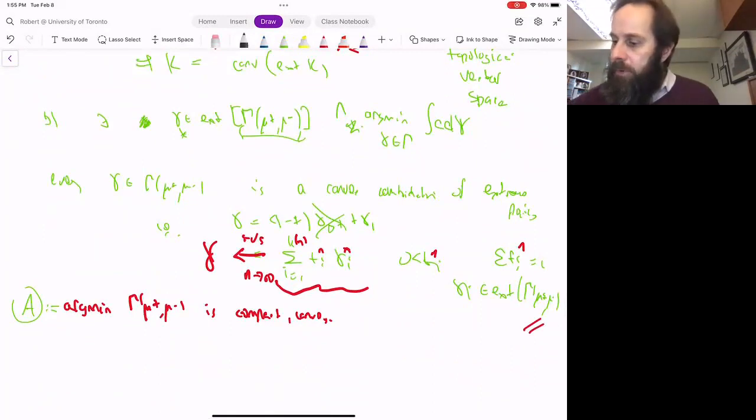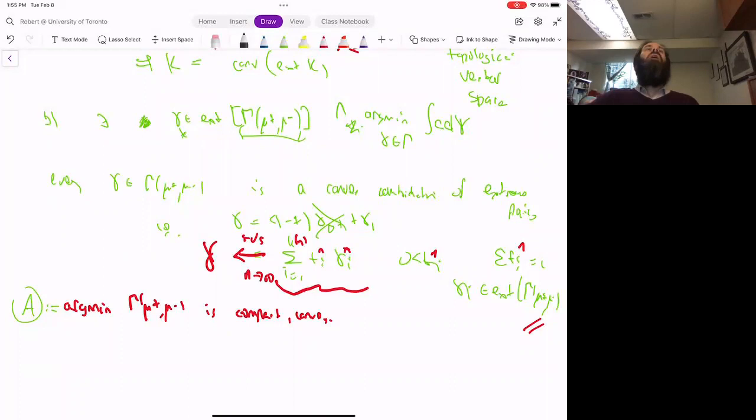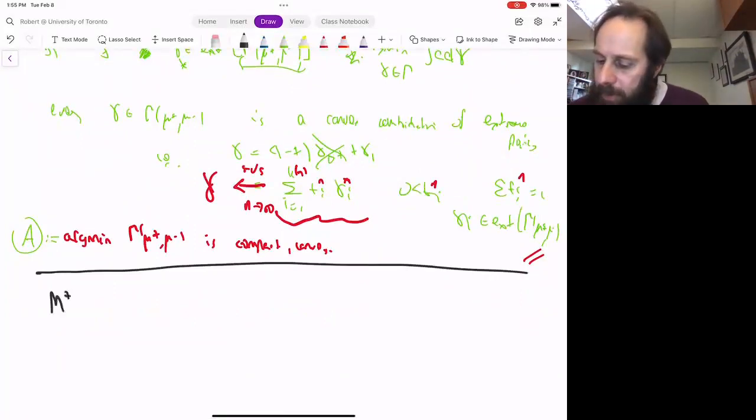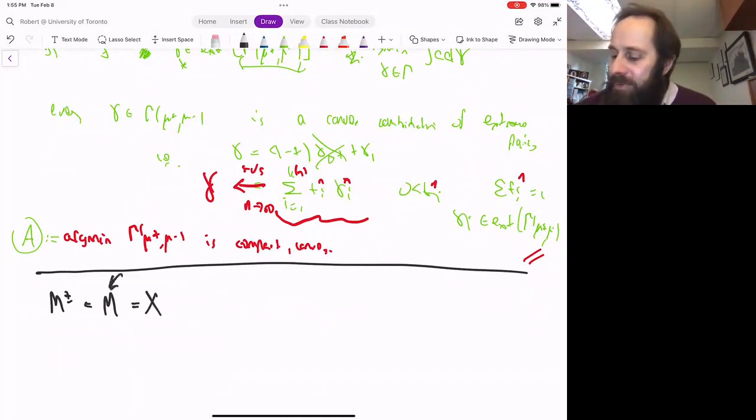Okay, so I'm going to change gears a little bit, and I want to come back to duality, and think about the case where M plus equals M minus. I'm probably going to call this M, although some authors would call it X. Some authors would reserve M for manifolds, and they'd use X for metric spaces, which are not manifolds.